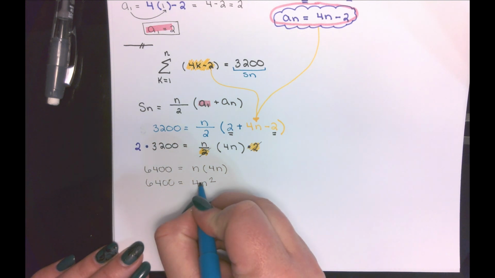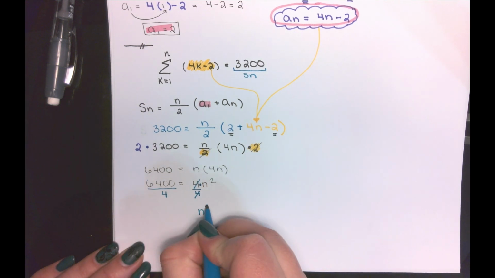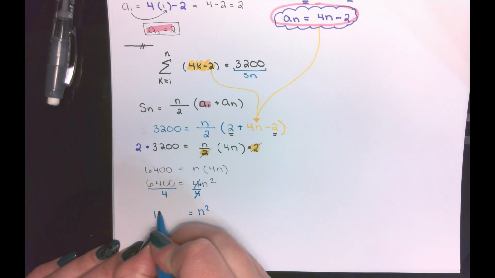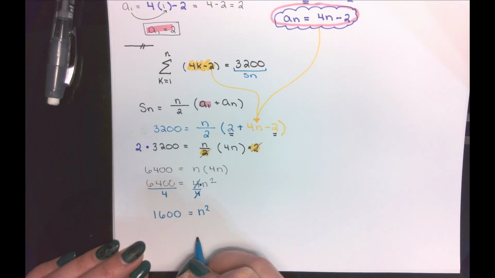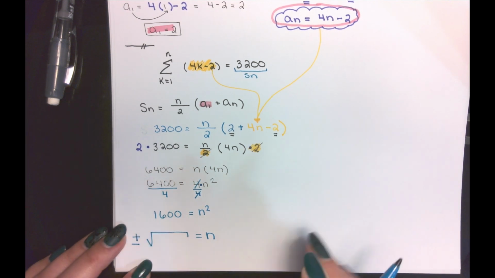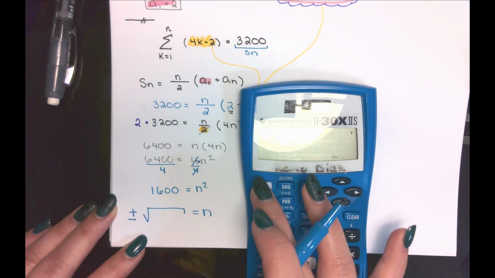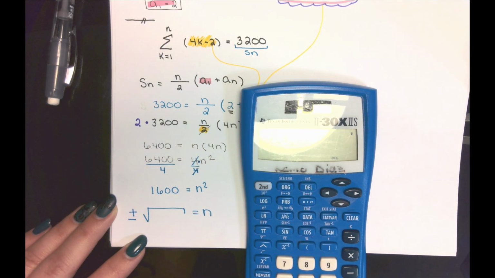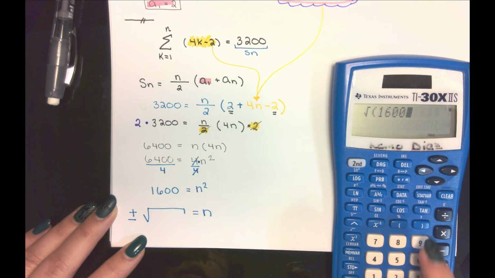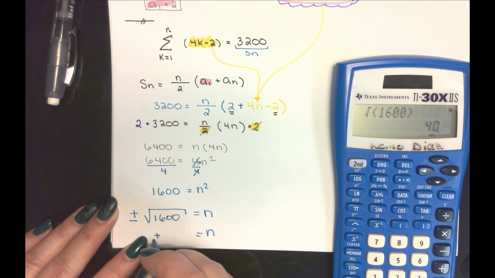So here, this is multiplication. I'm going to divide by 4, divide by 4. N squared is equal to 6,400 divided by 4. I get 1,600. Taking the square root, now here's something that I want to point out. Whenever you take a square root, it is a plus or minus of that value. On the calculator, we're going to do second x squared for the square root. You can't see that. Second x squared, 1,600, and we get 40. So n is equal to plus or minus 40.